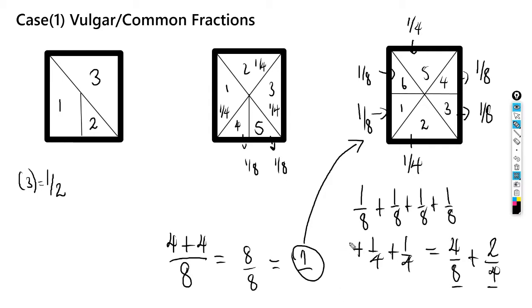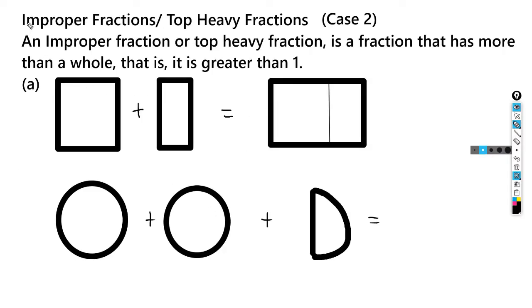All right, guys, so great. So this is the first introduction to fractions, and we're going to move on to improper fractions now. Awesome, guys. So let's look at case 2, which is improper fractions or top-heavy fractions, okay? I prefer improper, right? So an improper fraction or top-heavy fraction is a fraction that has more than a whole. That is, it is greater than 1, okay?